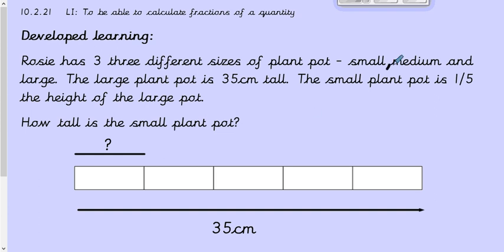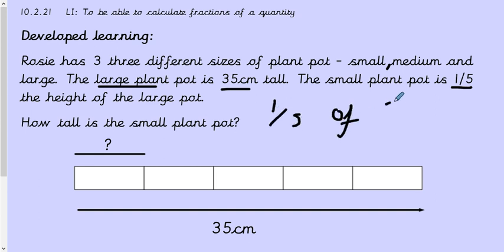Okay, so I've also just added a comma in there because I realised it should be small, medium, and large. But let's focus back on the keywords. So we know that the large plant is 35 centimeters tall, and the small one is 1/5 of the height of that. So we want to know how tall the small plant pot is, so we want to know 1/5 of 35.